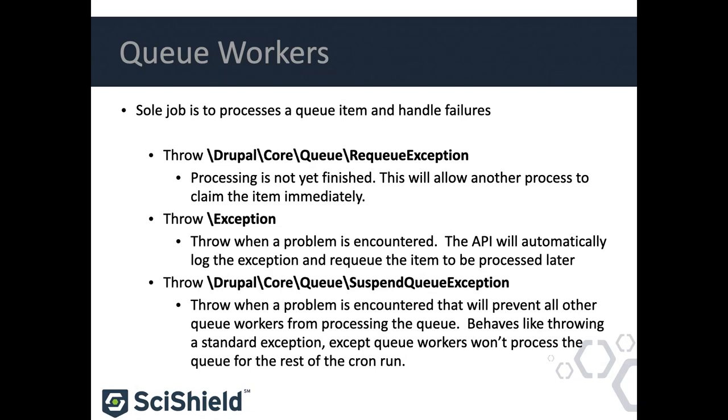But then there's also the suspend queue exception. An example of that: let's say that your queue workers are communicating with an external API. First call goes out, you're fine. Second one goes out, you're fine. Third one fails. Fourth one fails. Fifth one fails. Okay, now you know that the external API is down. Go ahead and suspend the queue at that point. It'll stop you from burning cycles. It'll stop these things from processing. You can pick it up later.